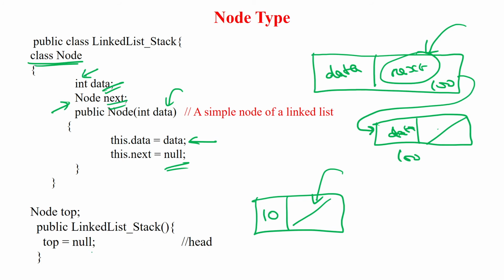Initially we make the stack null. Null means there are no nodes available in the list, and the list is representing the stack. So if there are no nodes, no data available in the stack, that means the stack is empty. So this is the representation of a stack by using the linked list.